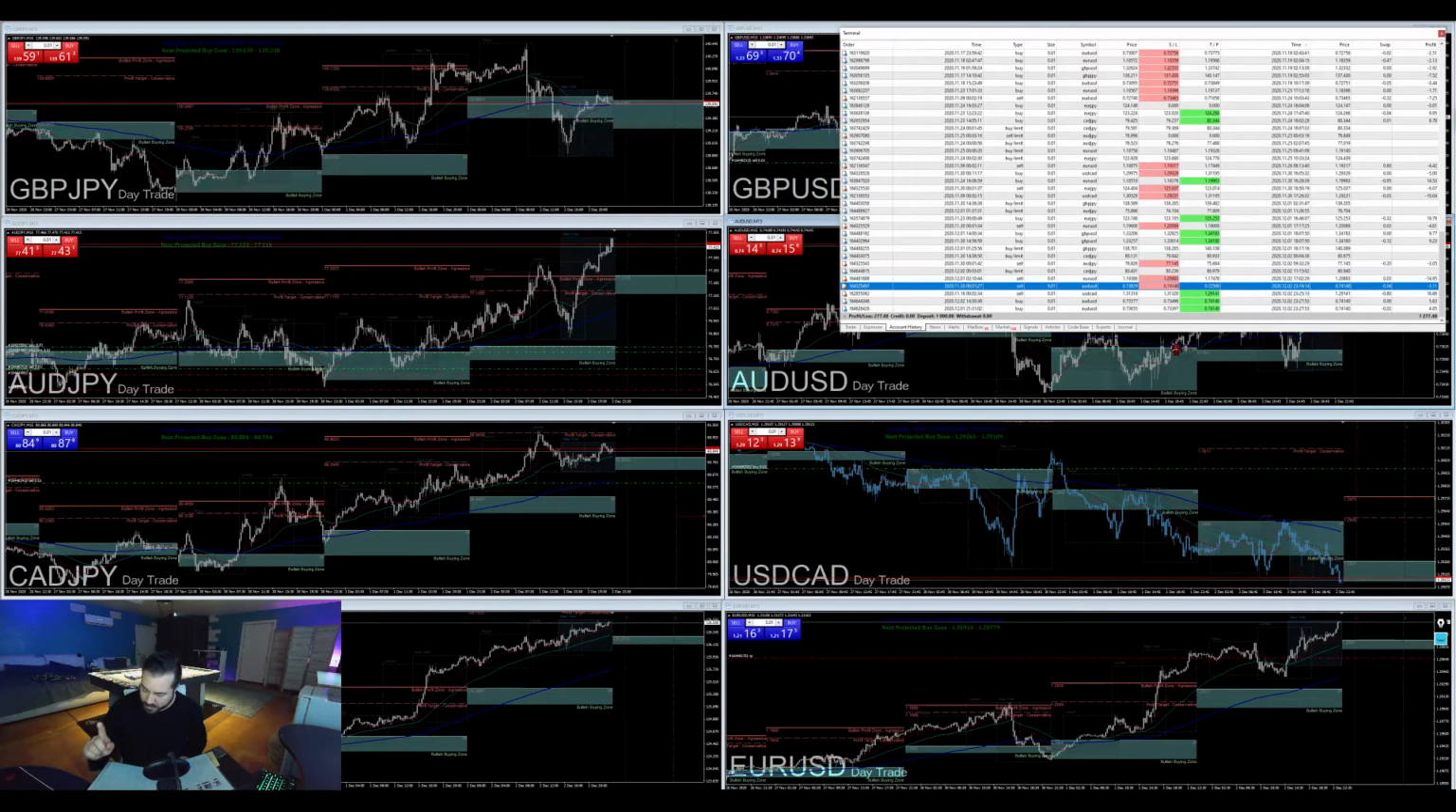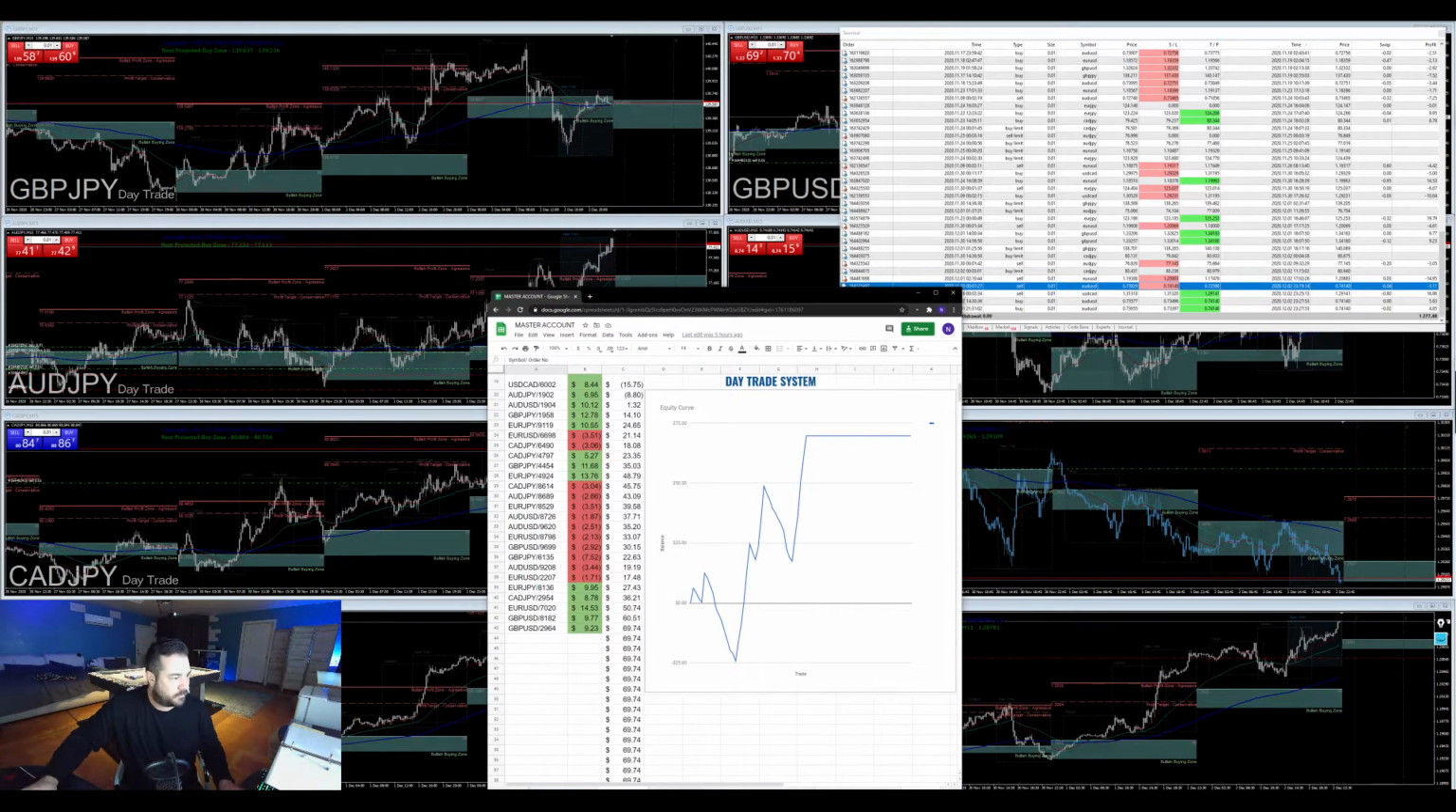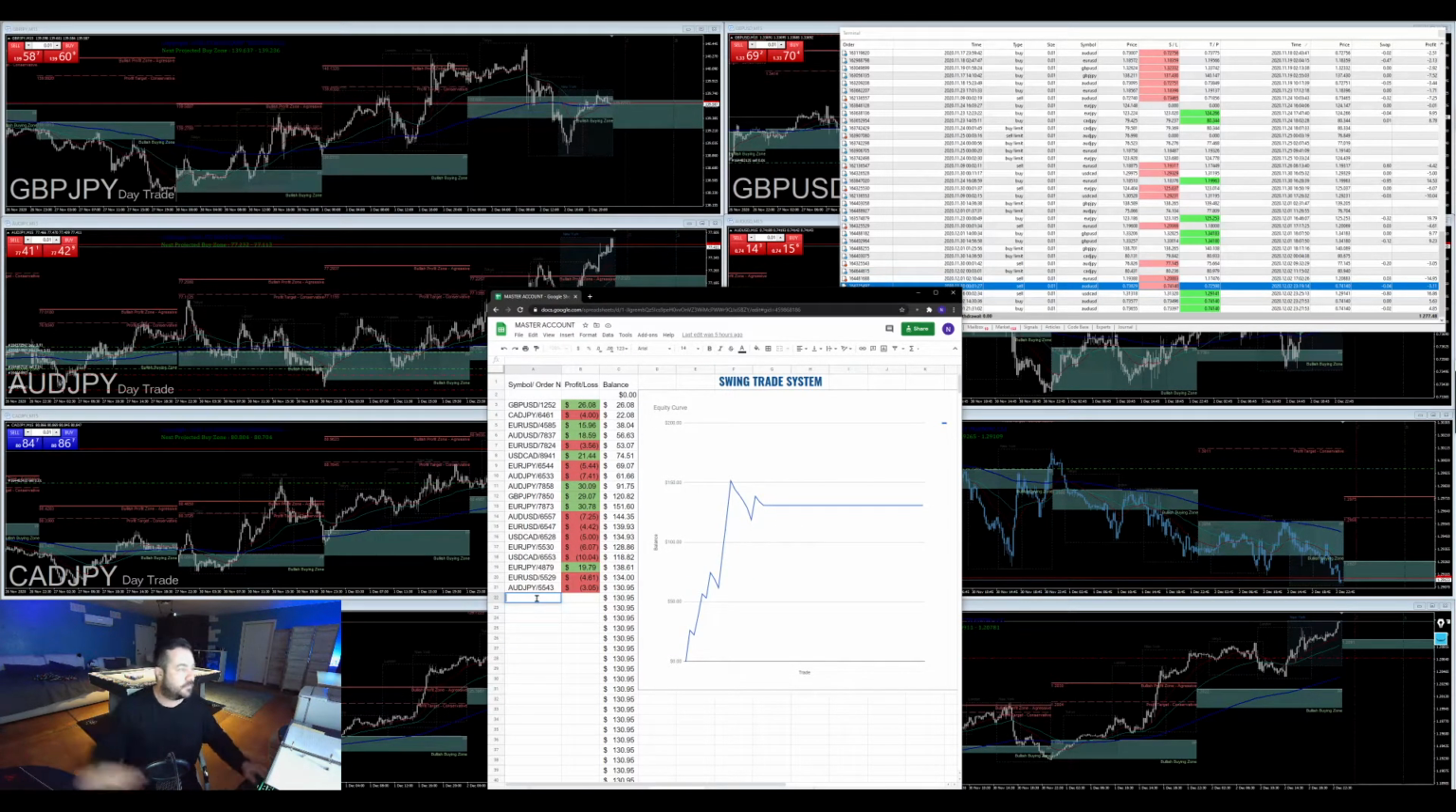That one was a swing trade, and I reduced the risk, so it's not much of a loss. Okay. Let's take a look at that. Swing trade, and it's the AUD USD. Drawdown continues.